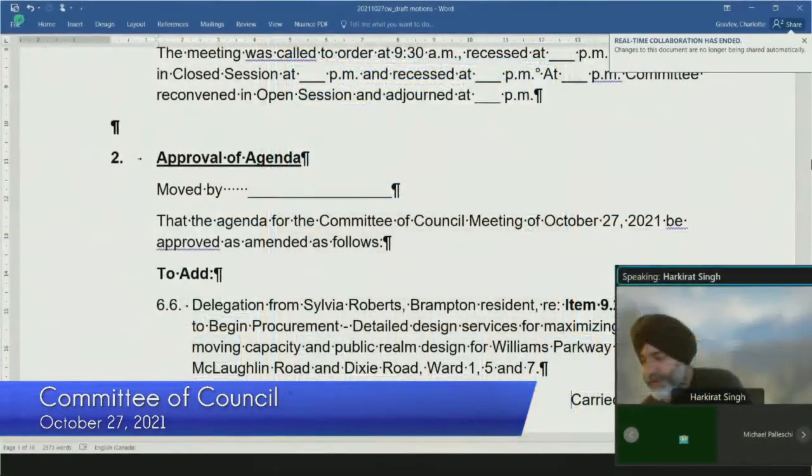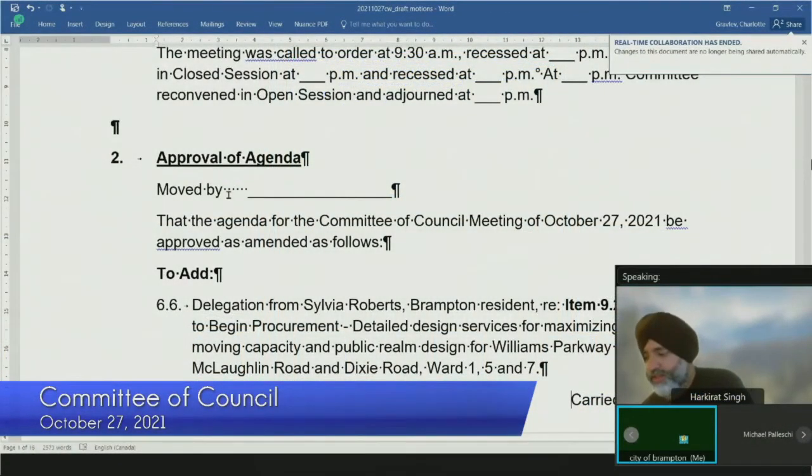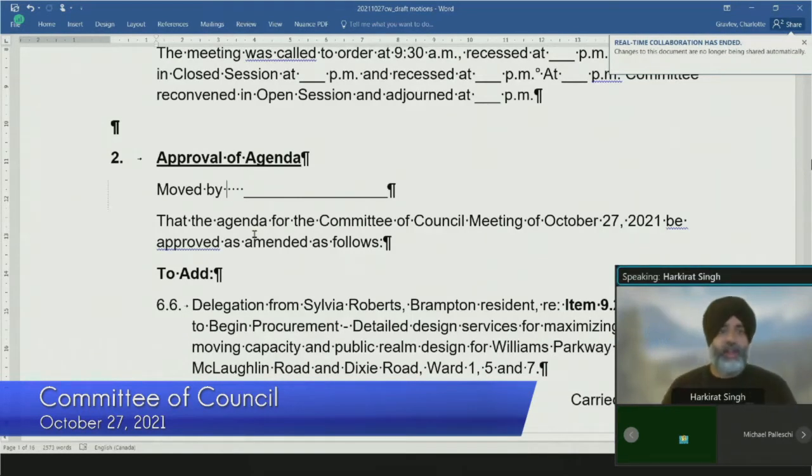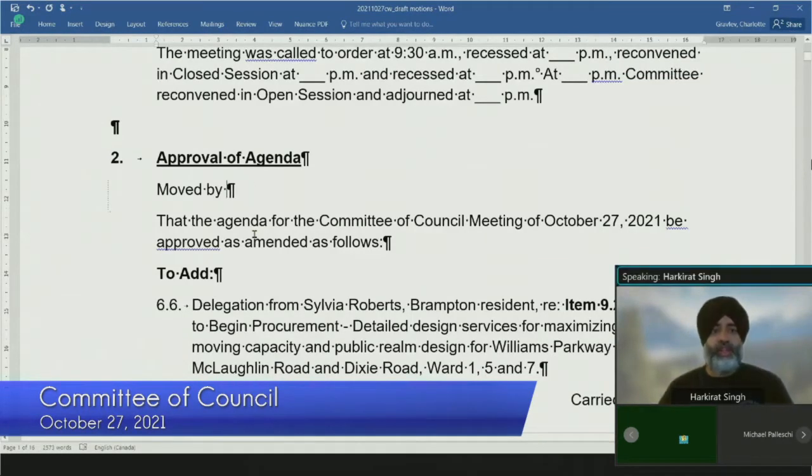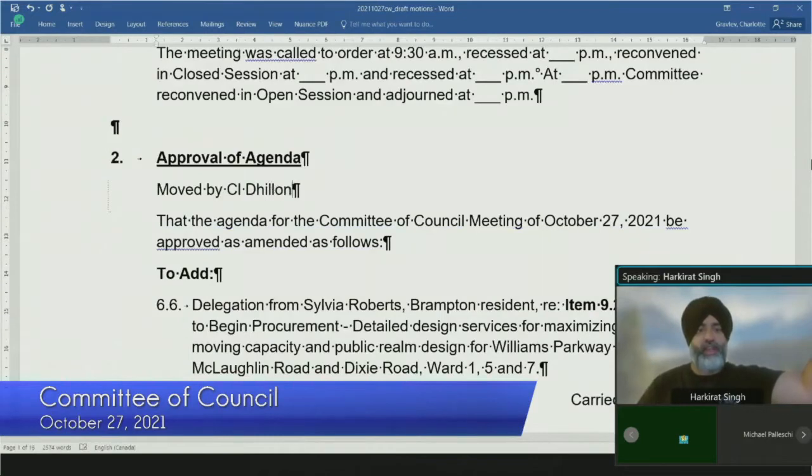Okay. Yes. Anybody else have any other items to add? Okay, I don't see any. So seeing no other additions to the agenda, we have a motion moved by Councillor Dillon to approve the agenda. Is anybody opposed? Okay, hearing and seeing none, the motion carries.